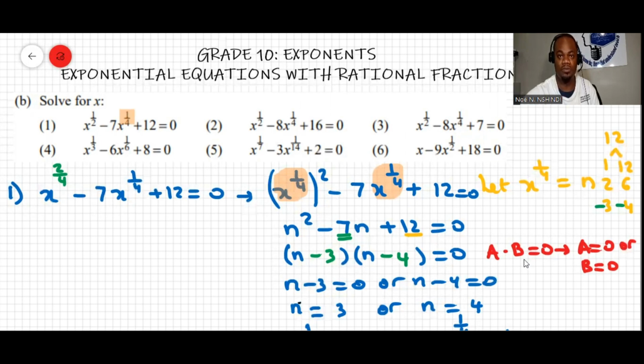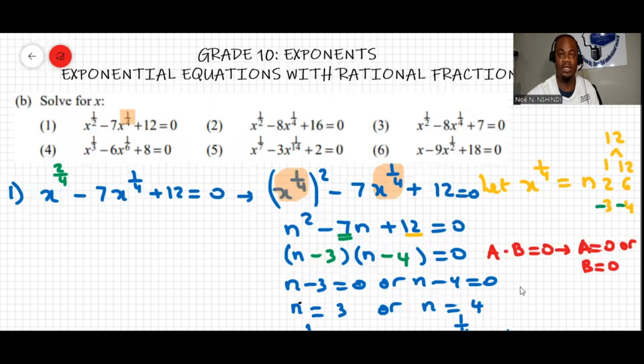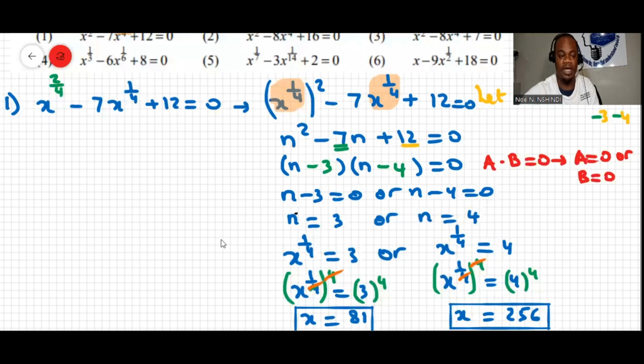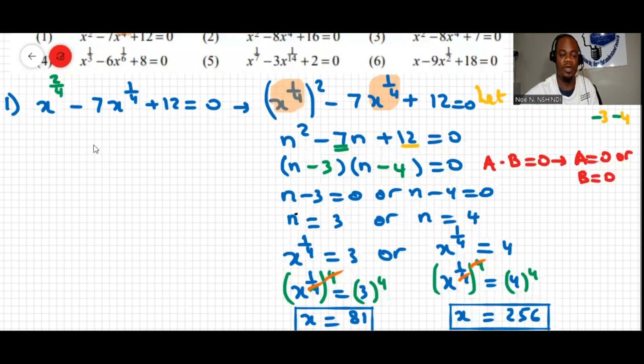Now we factorize this. Remember this law: if we have a product equal to 0, if a times b equals 0, it means a equals 0 or b equals 0. So either n minus 3 is 0 or n minus 4 is 0. Now we work out the value of n. We got n is 3 and n is also equal to 4. But we were not meant to calculate n. We're looking for x. The question says solve for x.